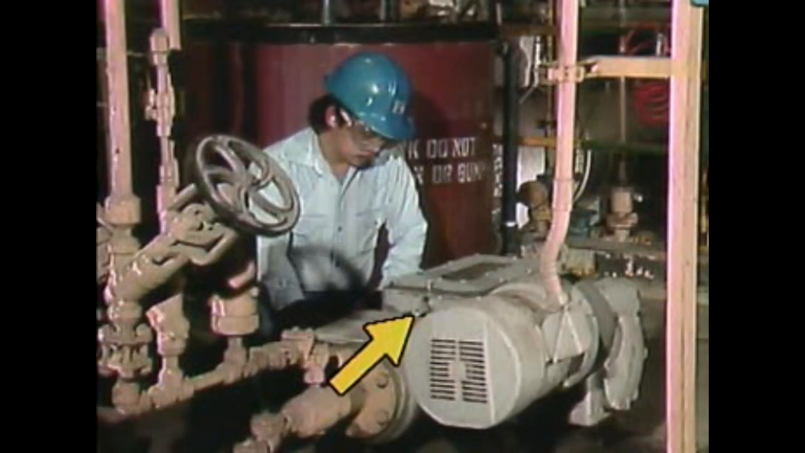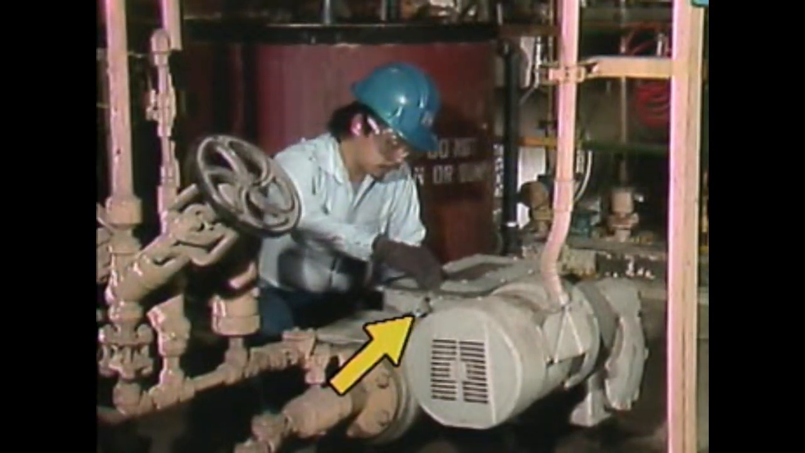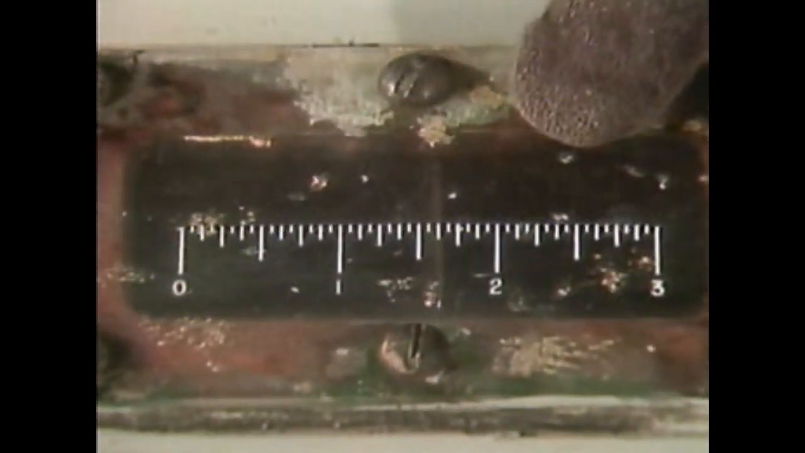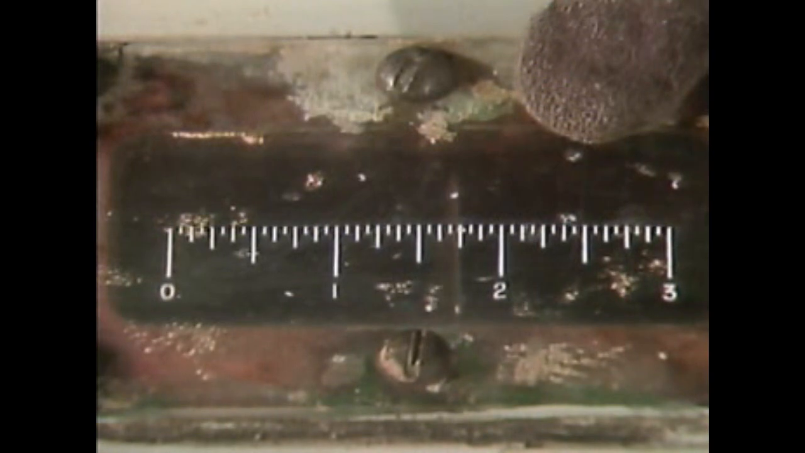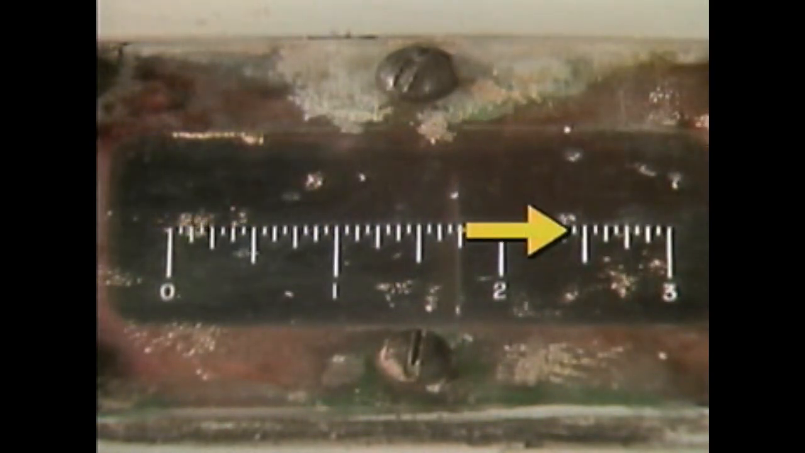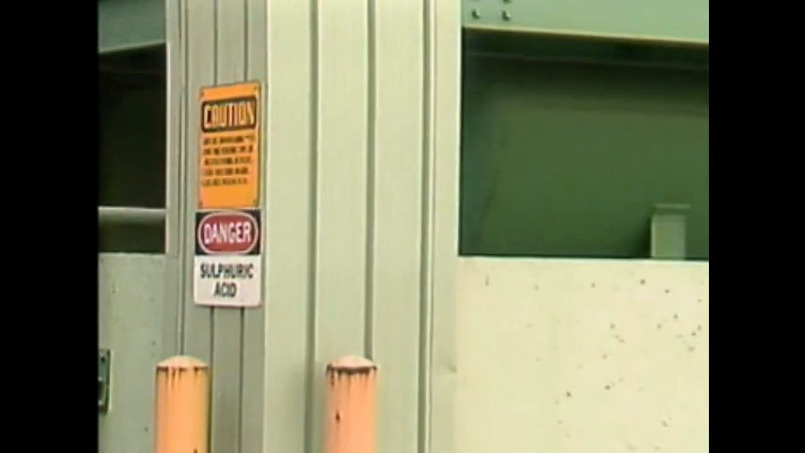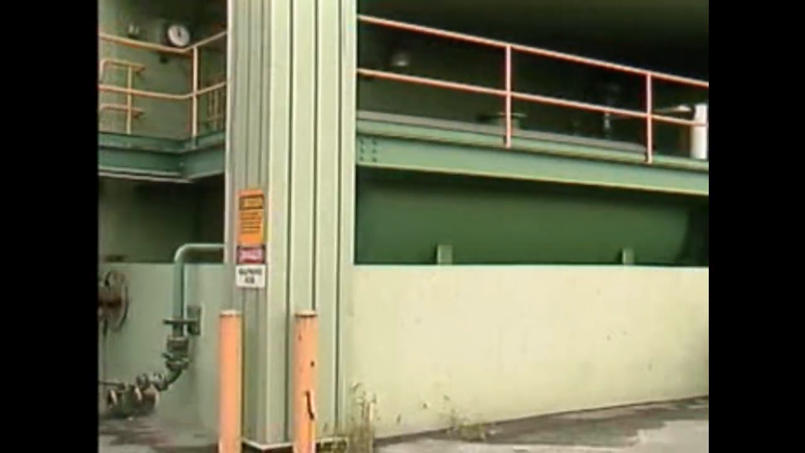A stroke adjustment is used to adjust the rate at which the chemical is fed into the water. Adjusting the stroke lengthens or shortens the stroke of a piston inside the pump. A longer piston stroke increases the rate at which the chemical is injected, while a shorter piston stroke reduces the chemical injection rate.